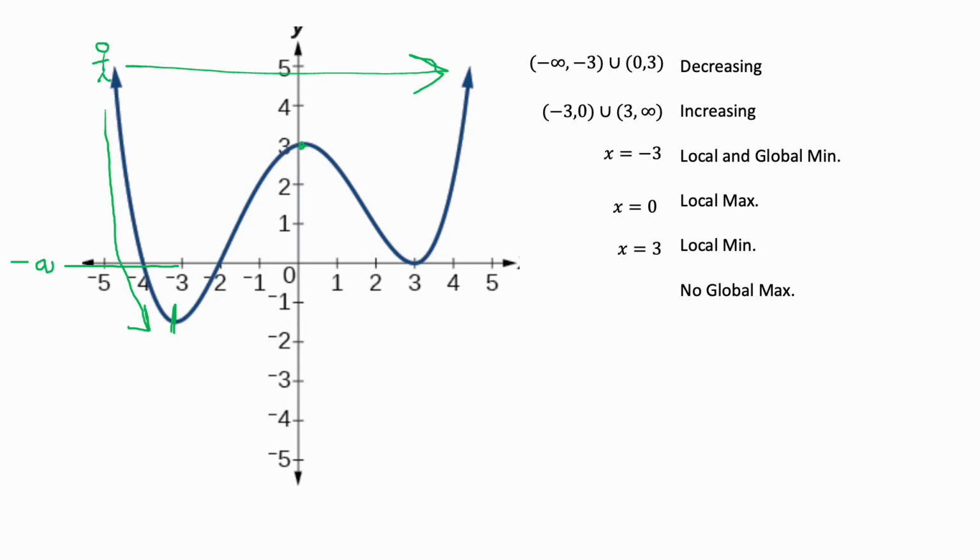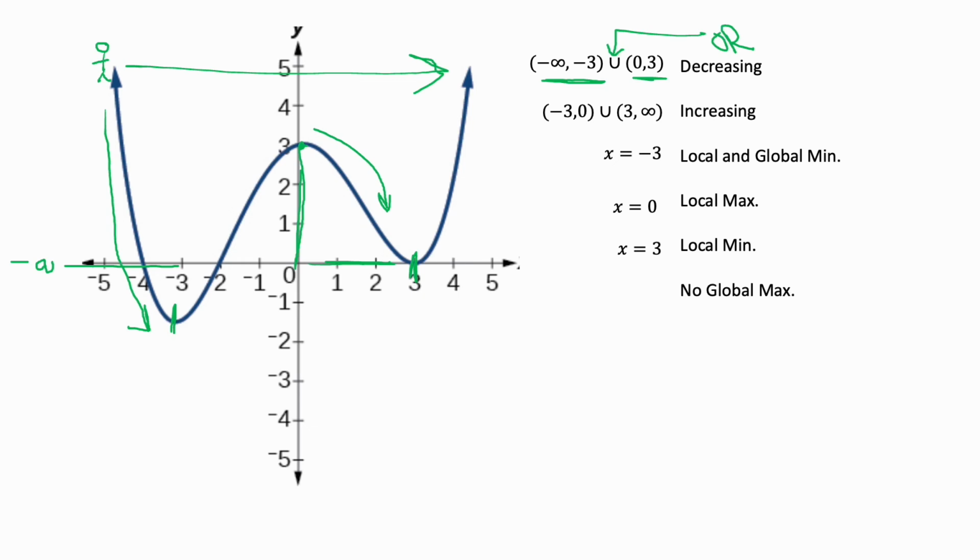Now, from 0, we'll just assume that 0 looks like it's a little off, but that's okay, up to 3, he's also walking downhill, so he's also decreasing there. So that's where we get negative infinity to negative 3 decreasing, and 0 to 3. This symbol right here is union, but you can really just think of it as an or, because that's the definition of union: in this set or in that set.